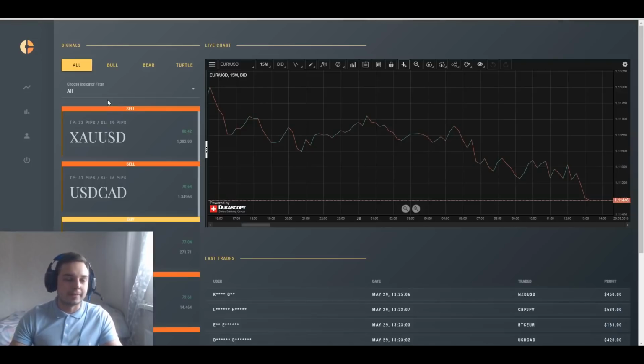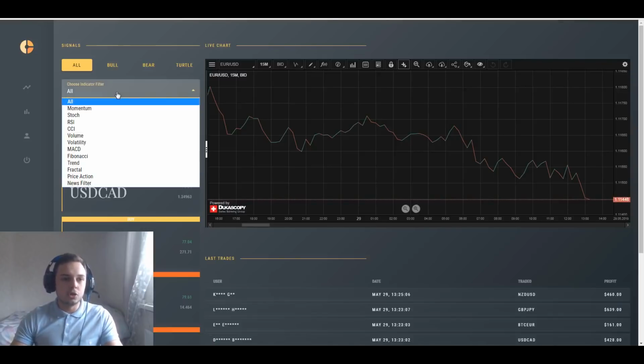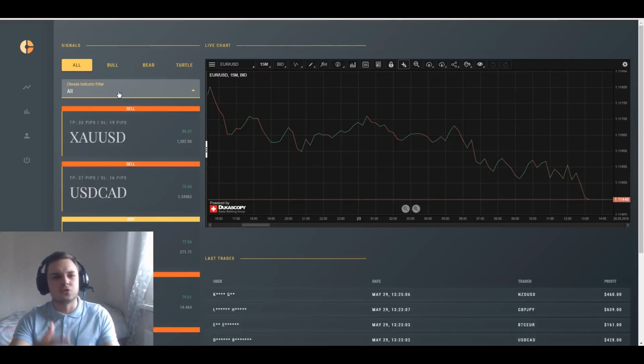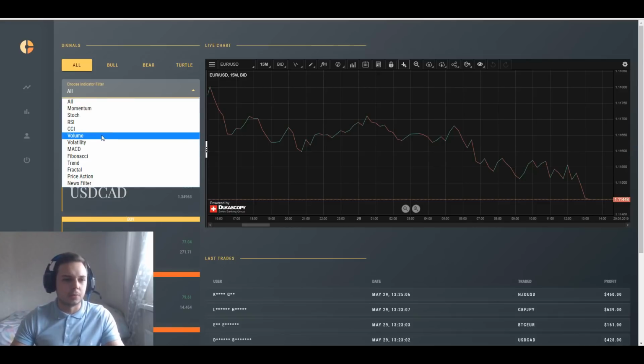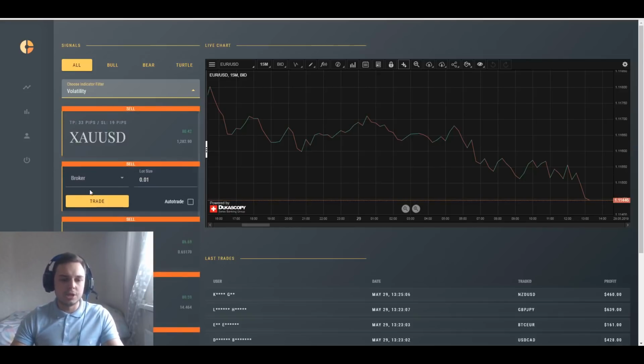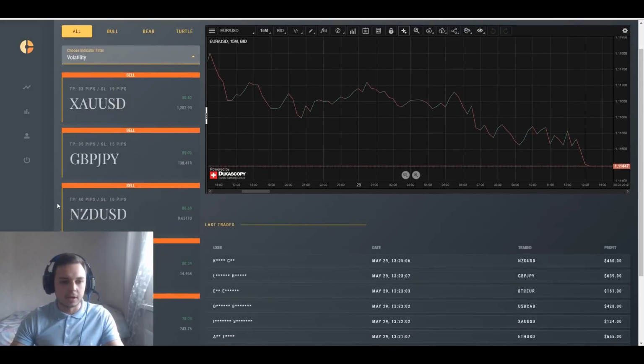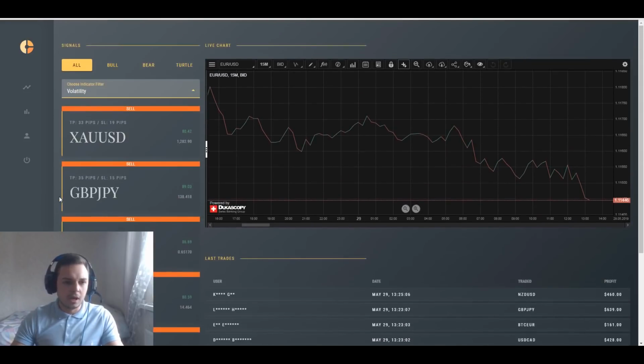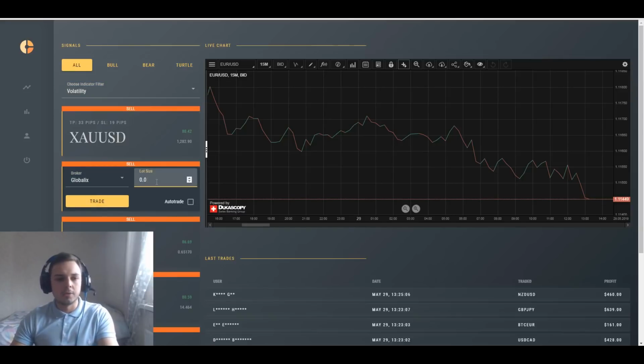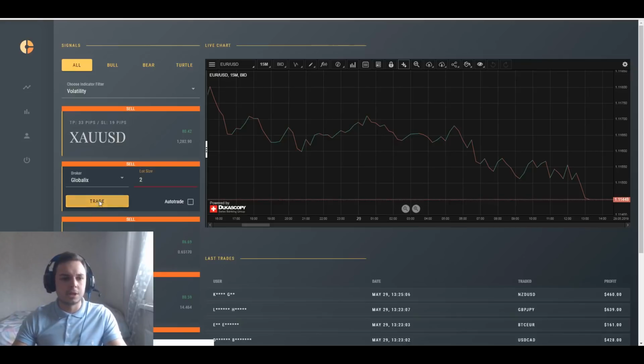Global Crypto App. Right, let's have a look at what we have. So choose indicator filter. I haven't really been trading with these indicators and whatnot. Maybe some volatility. GBP JPY. Okay, that seems like an interesting one. NZD USD. Let's go with GBP JPY, a sell trade. So GlobalX. And we're going to do a nice big lot size this time, because obviously this is the Road to 10k Part 2. So let's go for it. GlobalX. I don't know why it happens like that. You have to kind of redo it. 2 lot size GlobalX. Click trade, and there we go.